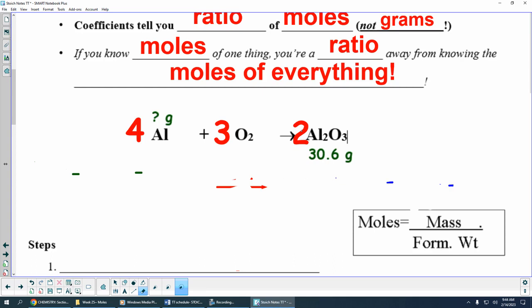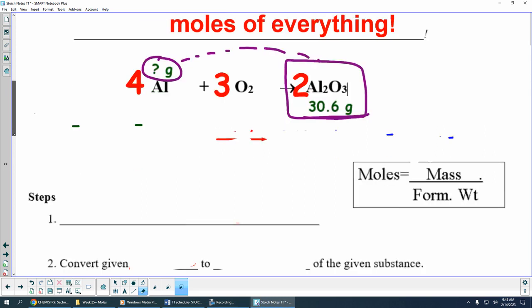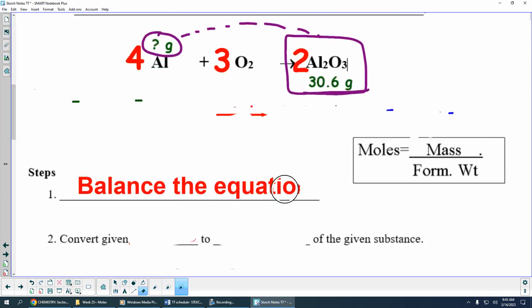Let's pretend I said, hey guys, I want you to write 30.6 grams. If I want to make 30.6 grams of aluminum oxide, my question is, and then I want you to write a question mark with a G. I want to know how many grams of alumina. How many grams of alumina am I going to measure out? And at the end, I'm left with 30.6 grams. Okay, that's the question.